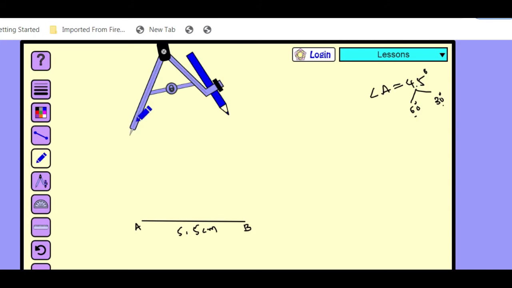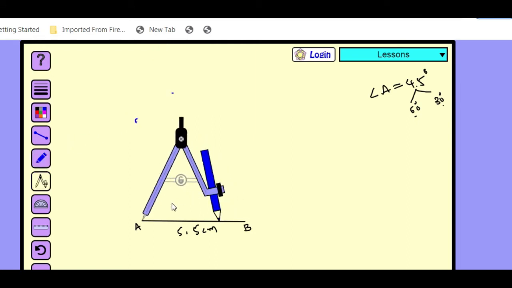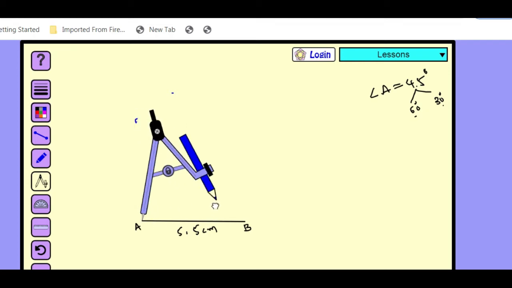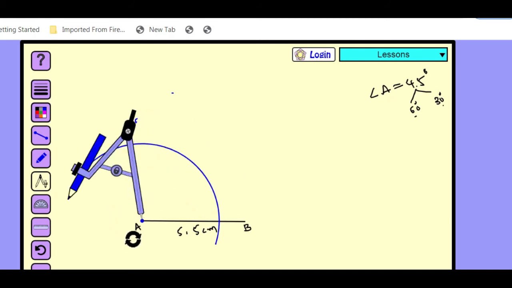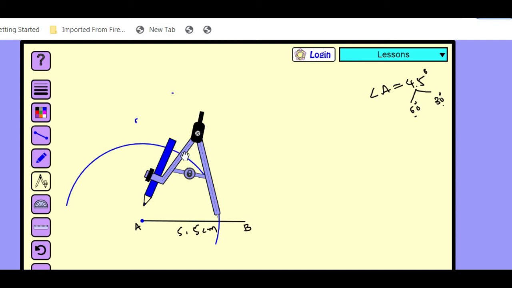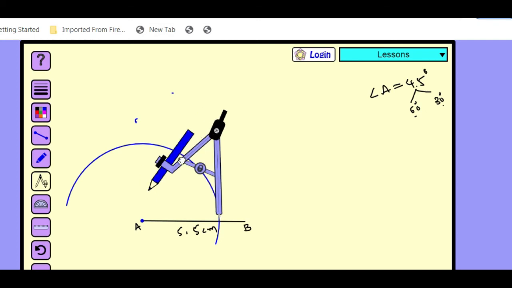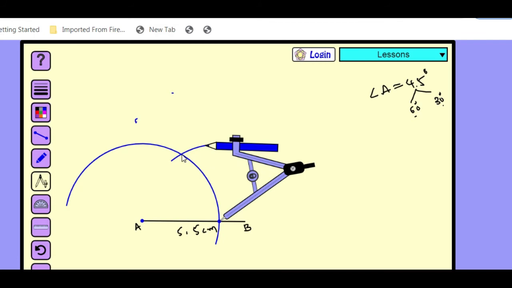So first construct the angle A equal to 60 degrees. So for that you should take the compass with A as a center and the compass radius slightly more than half of the length of AB and draw an arc. With the same radius and this point, draw an arc which cuts the previous arc. So this point indicates the 60 degrees.